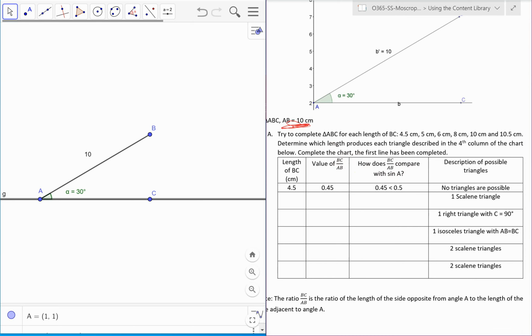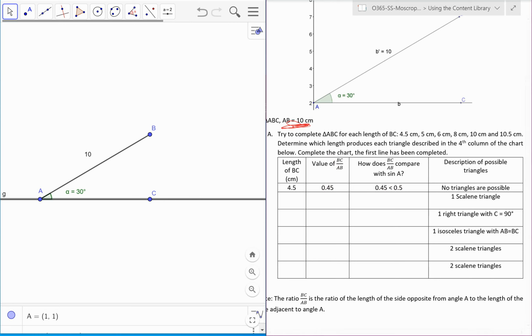Well, it does not lead to the sine law, but it has something to do with it, which we'll be looking at next lesson. So sine of A, here's angle A, sine of 30 is 0.5. We can see that the ratio BC over AB, 0.45, is less than 0.5. And in that case, no triangles are possible.